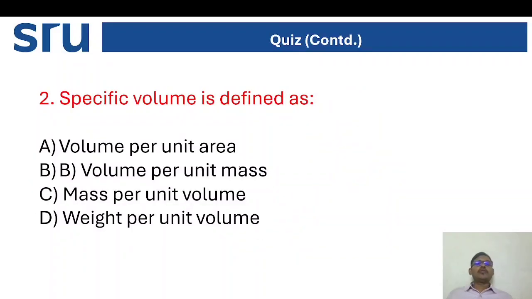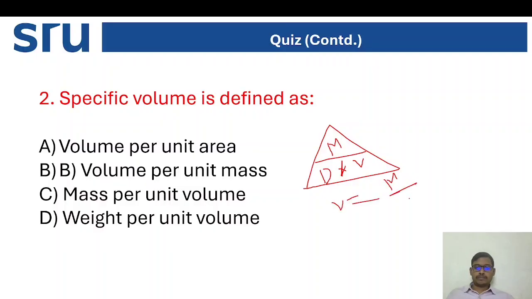Next one: specific volume is defined as. Now you tell, specific volume is defined as... This also depends on this circle. Volume is equal to mass by density. So specific volume is equal to volume by mass. So volume by mass.